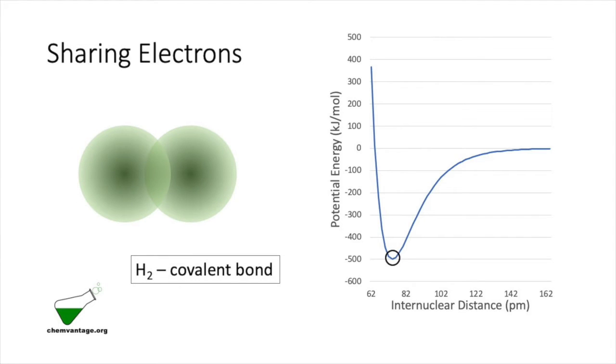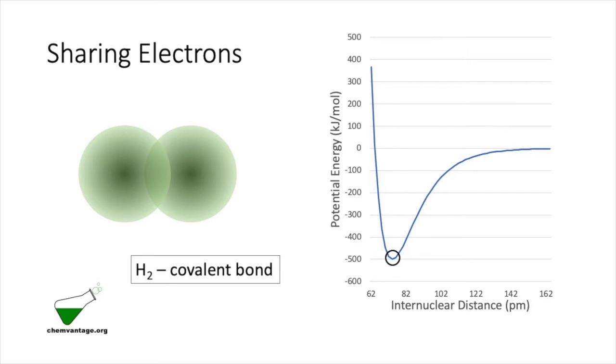At a separation of 74 picometers, the potential energy reaches a minimum, and the bond is formed. Notice that it would require more than 400 kilojoules per mole of energy in order to separate the two atoms again. So this bond is very strong.